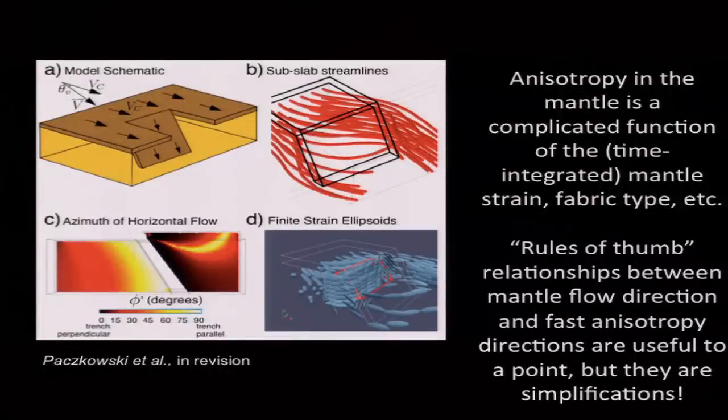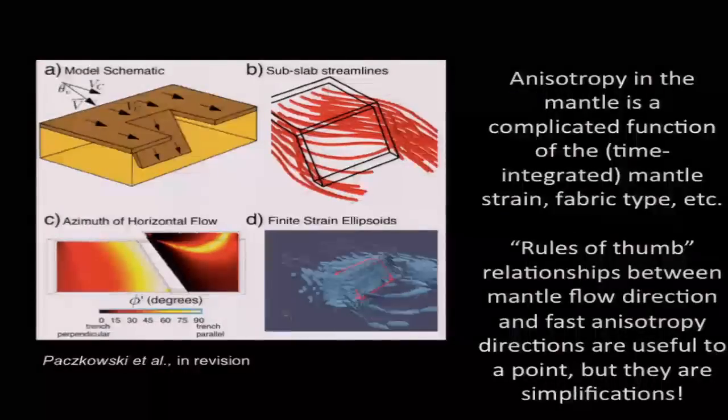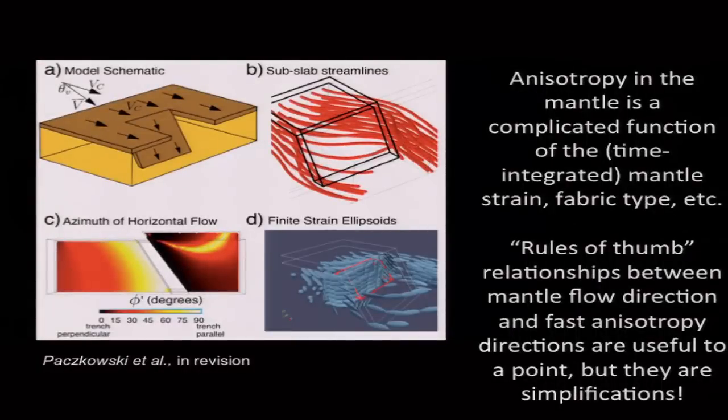And we have these rules-of-thumb type heuristics in our head about relationships between, say, fast splitting direction and mantle flow. Those are great, but it is important to remember that they are simplifications. And this is just another example of a geodynamical model.